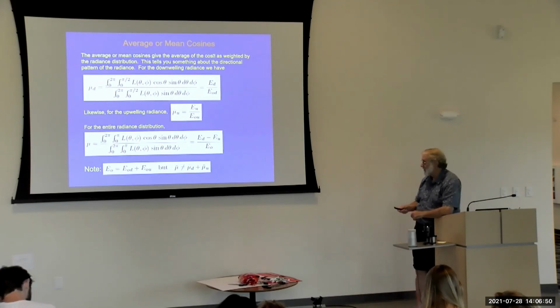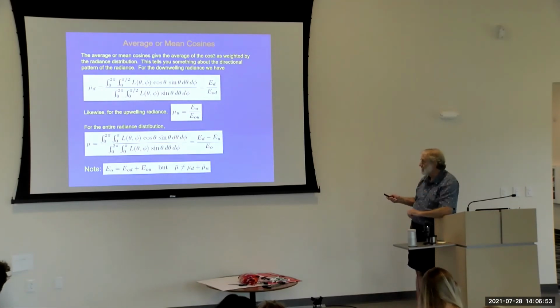So anyway, they just thought, well, let's try this. Give me the radiance distribution. I'll plug in a cosine and I'll average it over, let's say, all the downwelling directions. So there's radiance times cosine θ, sine θ dθ dφ. That's our element of solid angle. And then we're going to normalize that by the radiance integrated over all directions.